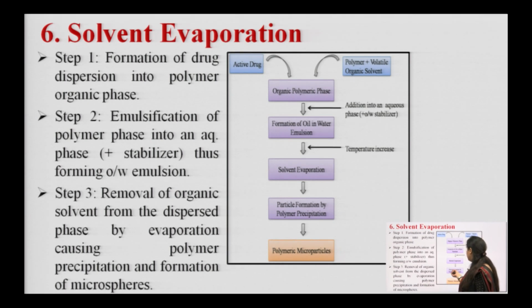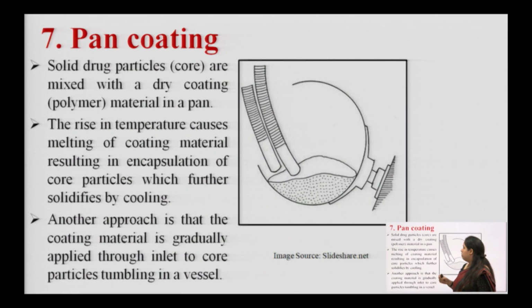So, at the end you can see the particle formation, polymer precipitation will occur and the polymeric microparticles will be formed. So, this is how we can achieve the microparticle using solvent evaporation. Now, move on to the next slide. It represents pan coating. It is a widely used technology for preparing microcapsules and for film coating, to apply sugar coating on the normal tablets or conventional dosage forms.